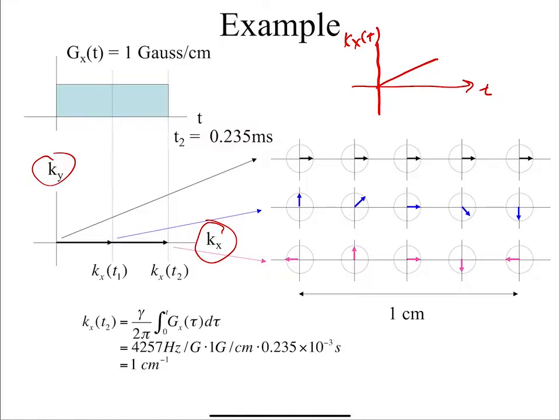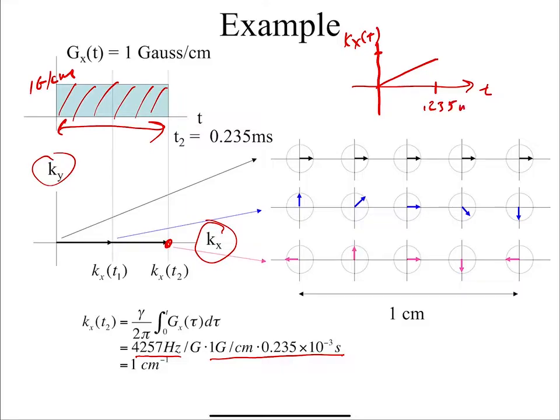Then to do the computations, you simply take gamma over 2 pi, which in this case we're saying is 4257 hertz per Gauss, and multiply by the area. At this point, the area is the height here, which is 1 Gauss per centimeter, multiplied by this time. So at the end, we're at this point in k-space. At this time, 235 milliseconds, we are at 1 inverse centimeter. That's how you might plot out where you are in k-space along just the kx axis.